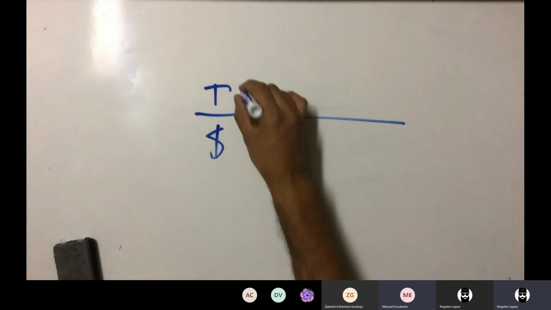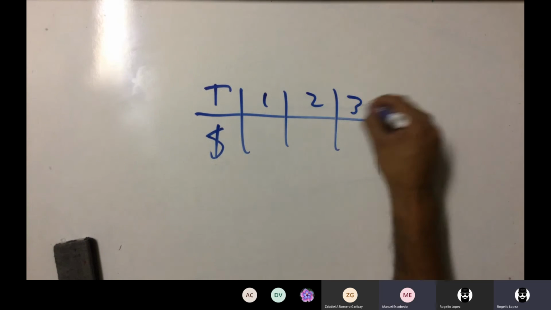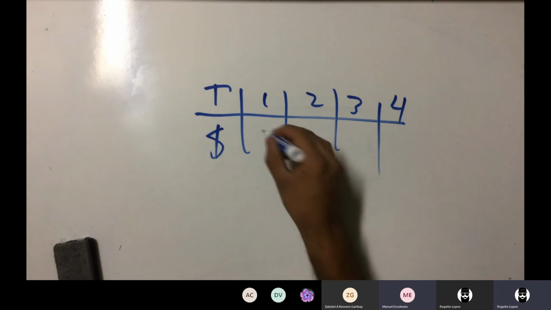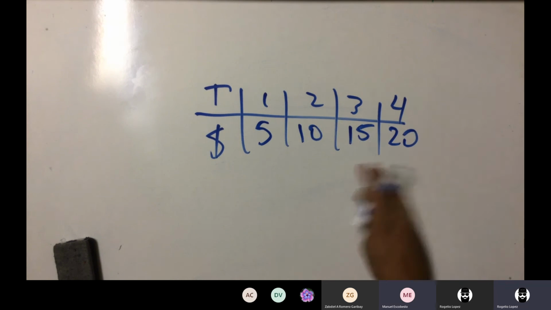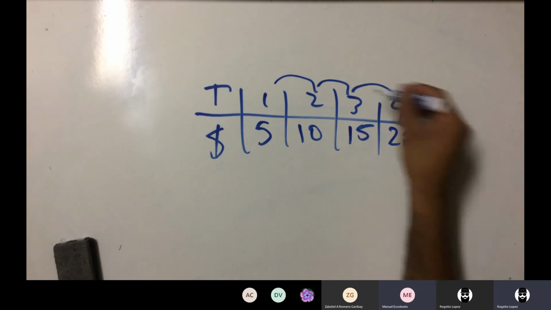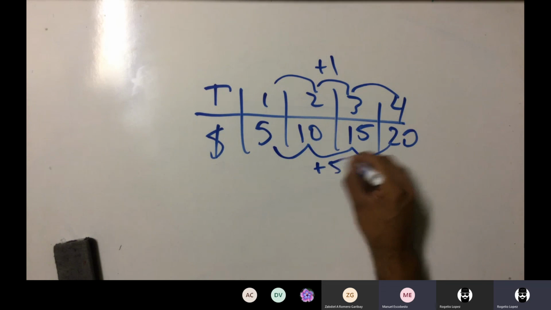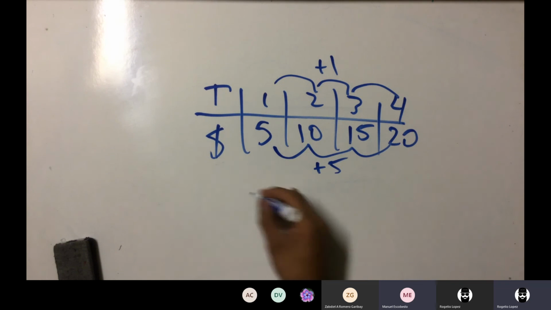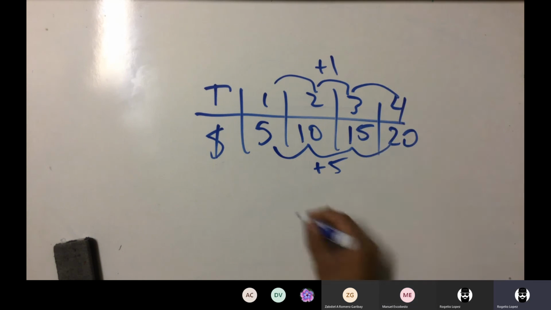And the last one is tickets and dollars. Same thing as the other ones. I got 1, 2, 3, 4 on top, and then I got 5, 10, 15, 20 on the bottom. All right, so same thing. Let's do the same thing. Pattern. Up here, it's going +1. Right here, it's +5. So I know my slope is 5. 5 over 1. Change in y over change in x.